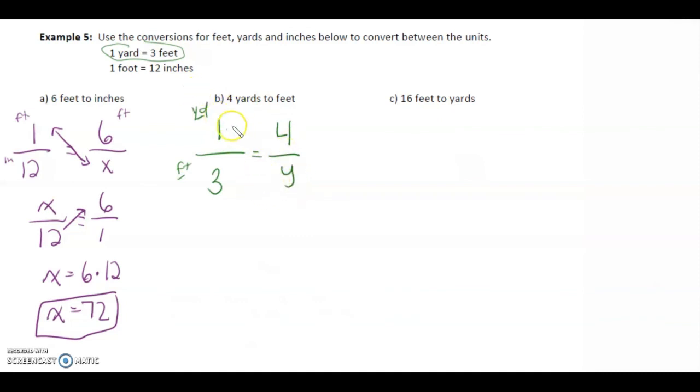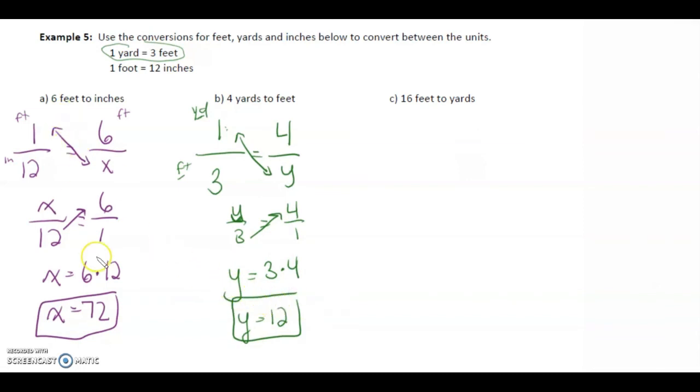So let's call that y. So let's go ahead and switch the y and the 1, and we get y over 3 equals 4 over 1. Okay, cross multiply the 3 up, and we get y equals 3 times 4, so we get y equals 12. Oh, I should say 72 inches for the last one, and this is going to be 12 feet. So 4 yards is 12 feet.